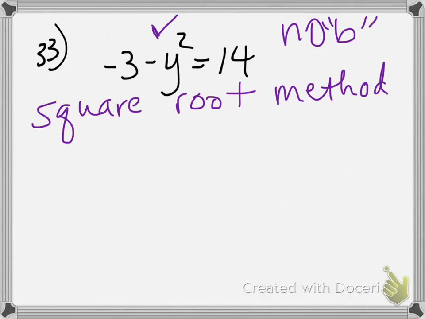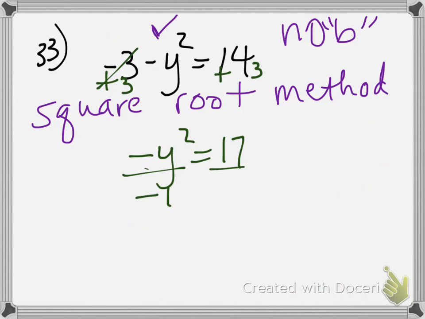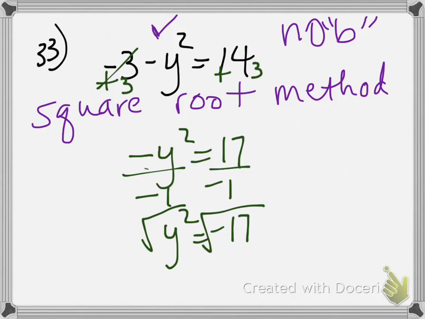So the first thing I'm going to do is add 3 to both sides, which leaves me with negative y squared equals 17. Then I'm going to divide both sides by negative 1. So y squared equals negative 17. Now the squared part is by itself, so I'm going to square root and square root. Anytime you take the square root of a square, it cancels the square.